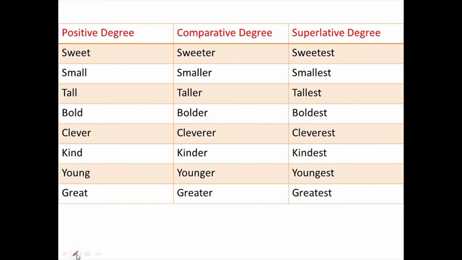So here are some adjectives I have given. I'll just read them out; you can read them by yourself. Sweet, sweeter, sweetest; small, smaller, smallest; tall, taller, tallest; bold, bolder, boldest; clever, cleverer, cleverest; kind, kinder, kindest; young, younger, youngest; great, greater, greatest.